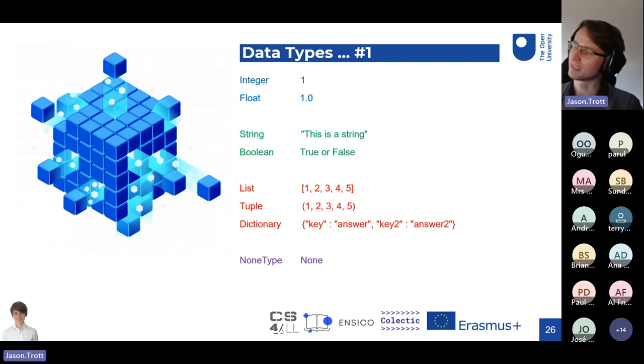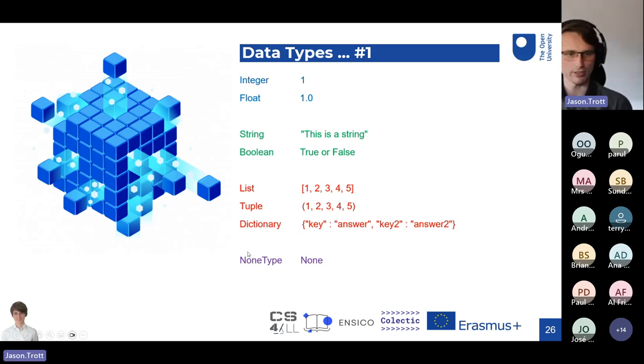The next one would be dictionaries. They use curly braces. They come in pairs, so you have a key and an answer separated by a colon, and you can have multiple pairs in a dictionary. So we have here key 1 an answer, key 2 an answer 2.